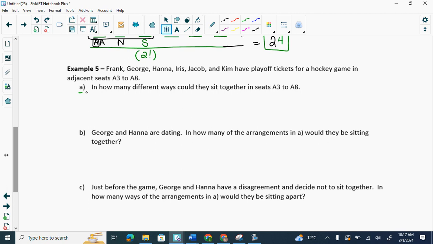We're going to do A and B. Frank, George, Hannah, Iris, Jacob, Kim. Is there any doubling or tripling of people? No, they're all different humans. Okay? So there's going to be no denominator. I want you to do this one. They're sitting in the adjacent seats A3 to A8. So this would be seats A3, A4, A5, A6, A7, A8. So it's actually 6 seats for 6 people, correct? In how many ways could they sit together? There are no restrictions, so they could be in any spot.